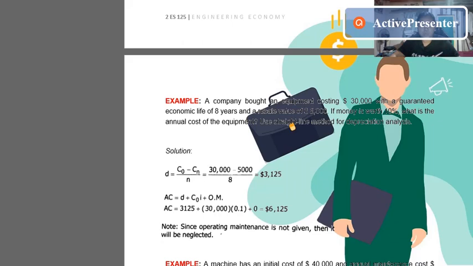If money is worth 10%, what is the annual cost of the equipment? So use the straight line method for depreciation analysis. So in our problem, it gives us our givens.